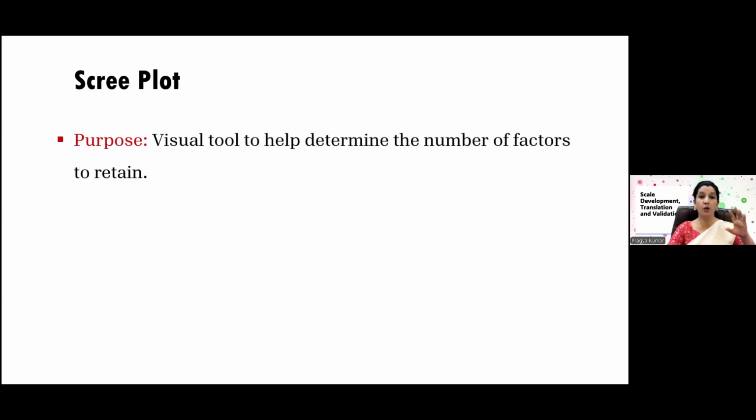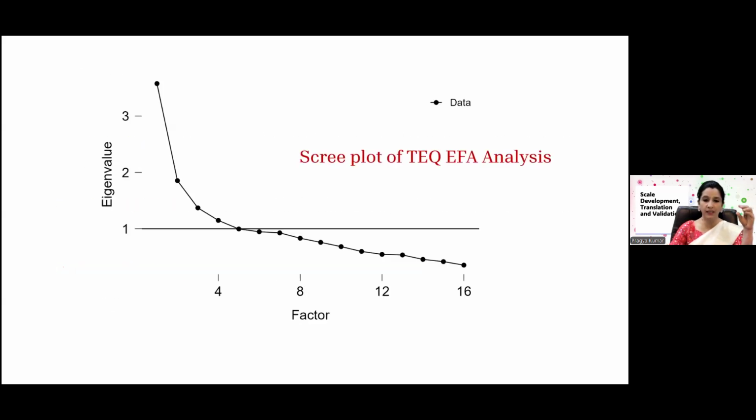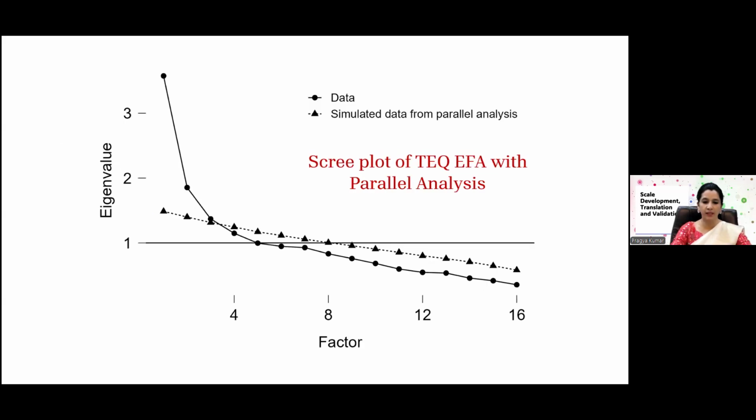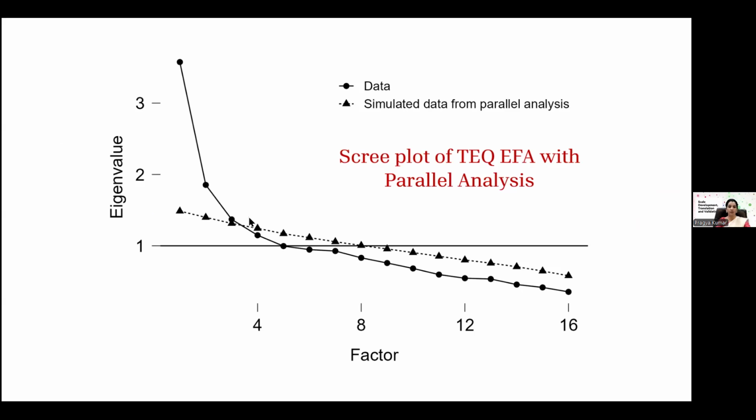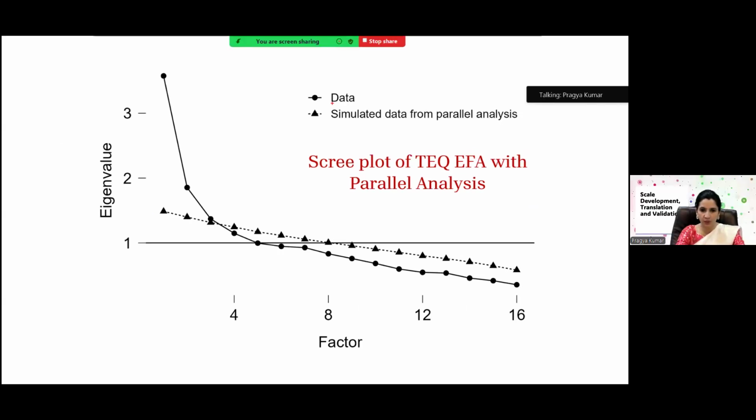And have you understood the concept of parallel analysis? The eigenvalue of your factor structure should be more than the eigenvalue of the calculated random data. This is what we generally recommend. And you can see here, this is the data point and this is the simulated data from the parallel analysis. These are the 2, here you can see the dot and the triangle.